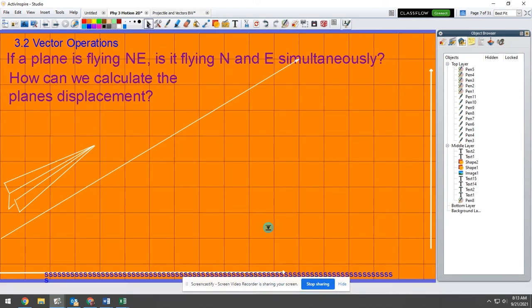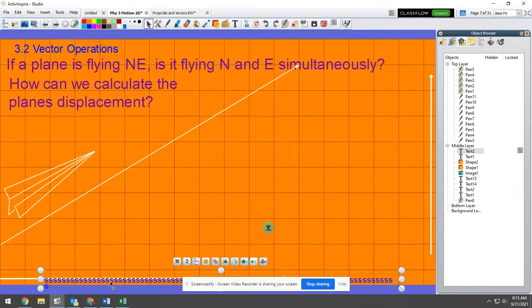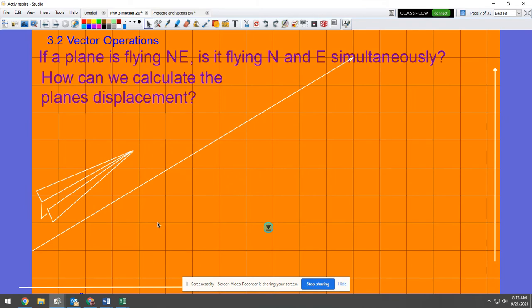And what we're going to start with is talking about this airplane here. And I think you've been in probably enough math classes where you can visualize what's going on here. You've got an airplane, and this airplane's going to fly to the northeast. And the question is, is this the same mathematically as the plane flying to the east and to the north?